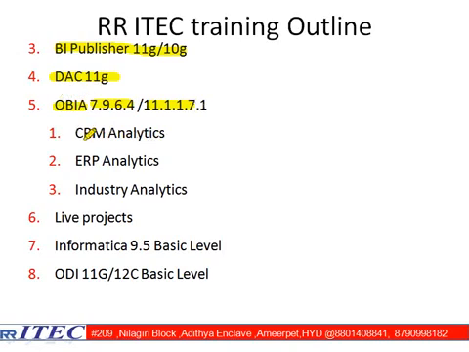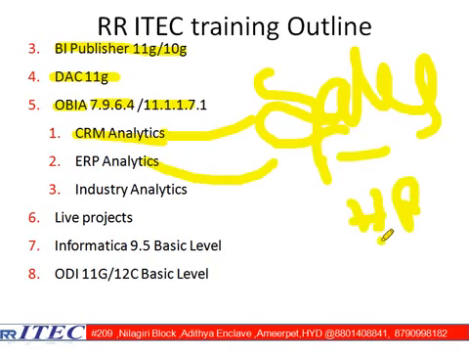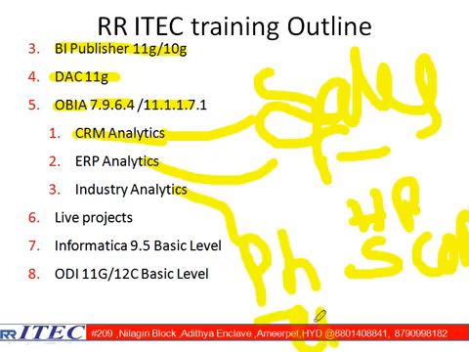These analytics are divided into CRM analytics. Some examples for CRM analytics are sales analytics, service analytics, marketing analytics. These are all called CRM analytics. ERP analytics: financial analytics, HR analytics, supply chain and order management analytics. These are examples for ERP. Industry analytics is, let's say, pharma analytics, telecom analytics. These things we are going to cover as part of OBIEE.